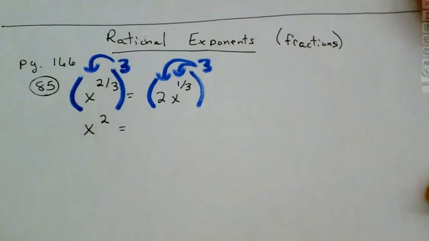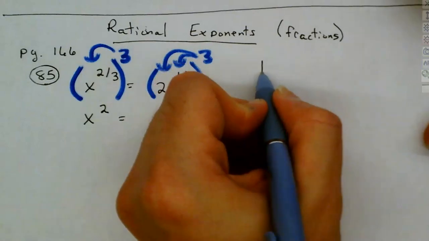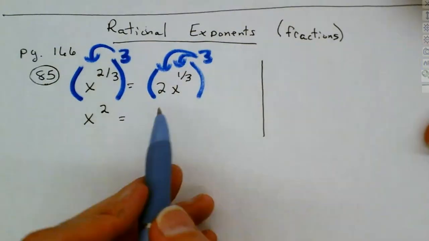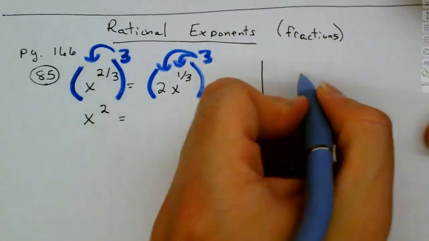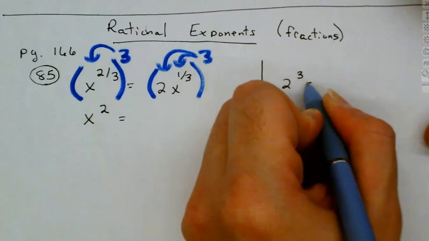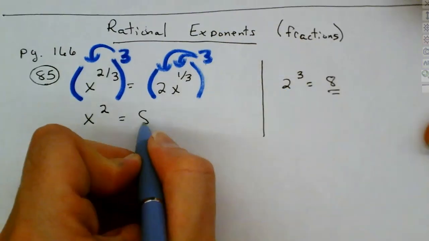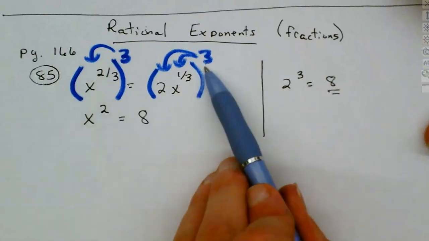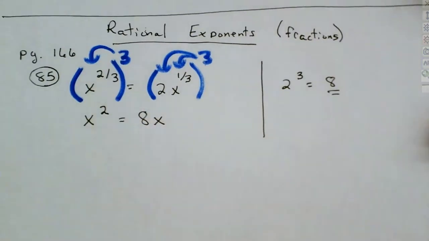What about the right-hand side? Yep, and where did that come from? Well, we need to work with the 2 first. And it's not 2 times 3, it's 2 cubed. So it's 2 cubed, and 2 cubed is 8. So that's going to be an 8 there. And what happened with the 3's on our fractions? They cancel out, and that leaves you with an x there.